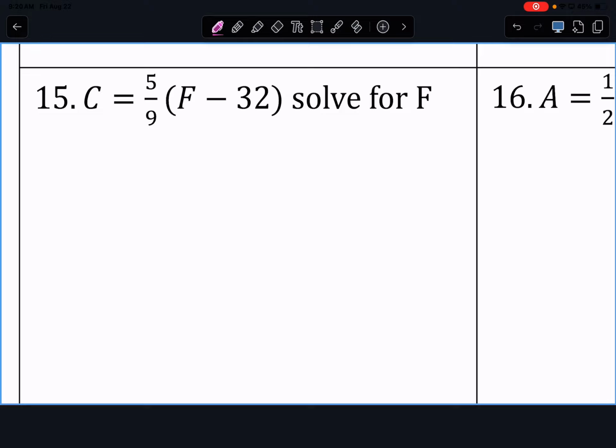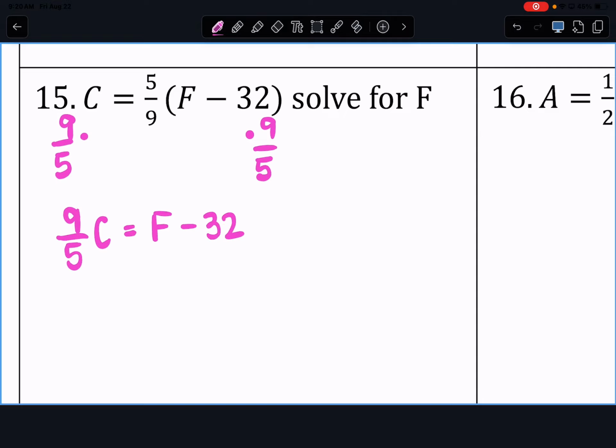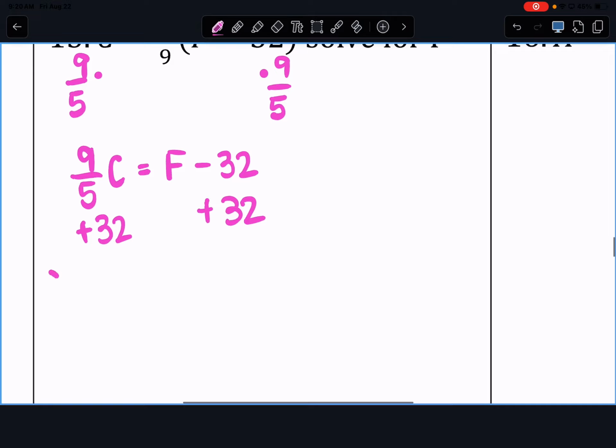Get rid of it. To get rid of a fraction, I have to multiply by the reciprocal of 5/9. So we're going to multiply both sides by 9/5. So we do that, we get 9/5 c is equal to f minus 32. Then what? Plus 32. So we have 9/5 c plus 32 equals f.